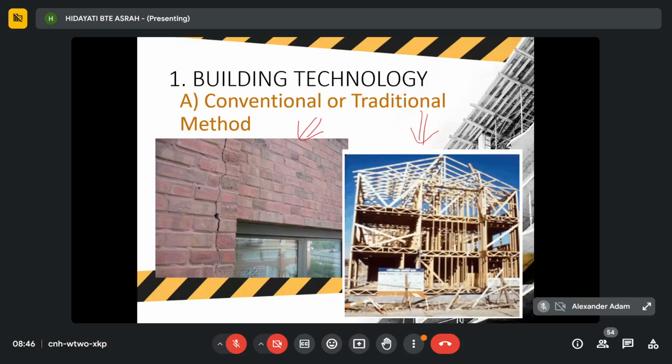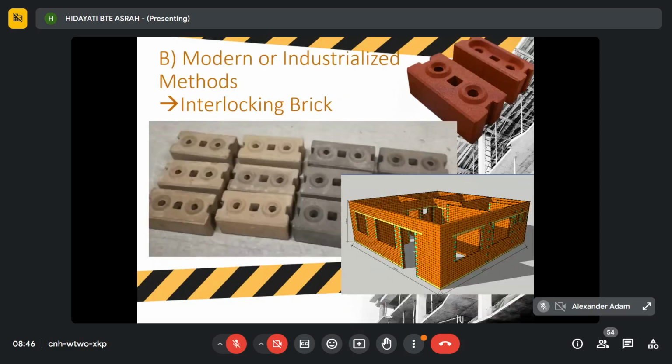Okay, so this is the modern method or industrial method. So which one you want to use, traditional or modern? Okay, so the latest technology, usually modern is the latest technology. For example, here for wall construction, this one is for wall construction. So you can see here, one example is the interlocking brick. So this is the interlocking brick.